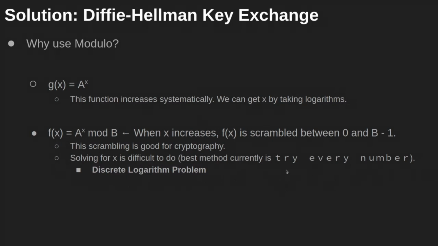And because this problem is so hard to solve, that's why this function works. People call it a one-way function because with the output of this function, you can't get the input. And that's why we use it for cryptography.